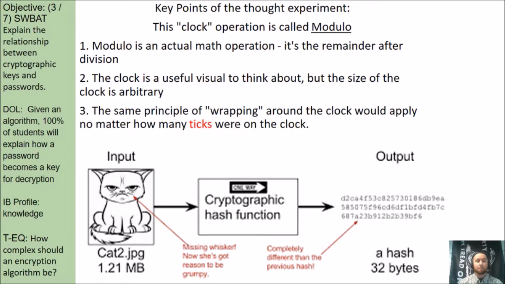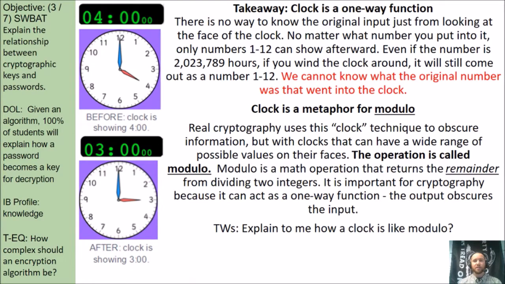Key points to take away from that thought experiment we just did. Number 1 is that modulo is a math operation. The clock is a visual for you to use to think about that. And the same principle of wrapping around the clock would apply no matter how many ticks were on the clock. Okay, so your takeaway is that the clock is a one-way function. There is no way to know the original input just from looking at the face of the clock. No matter what number you put into it, only numbers 1 through 12 can show afterwards.